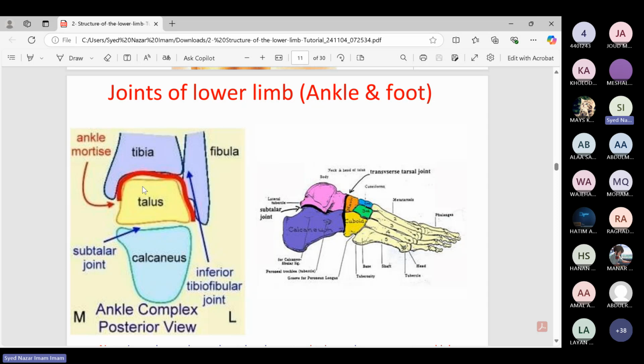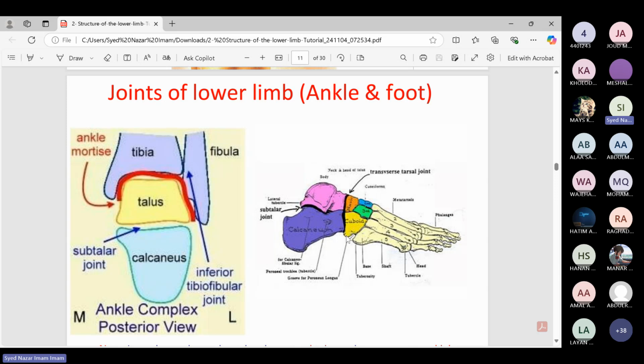And this is again a hinge joint. So we have only two different kinds of movements possible here. Hinge synovial joint, we have dorsiflexion and the plantar flexion. Now, apart from this ankle joint, we have the joints in the foot. We have mainly the transverse tarsal joint.